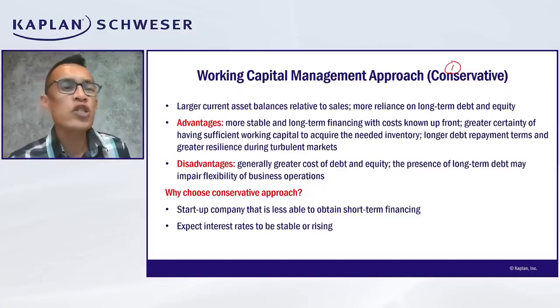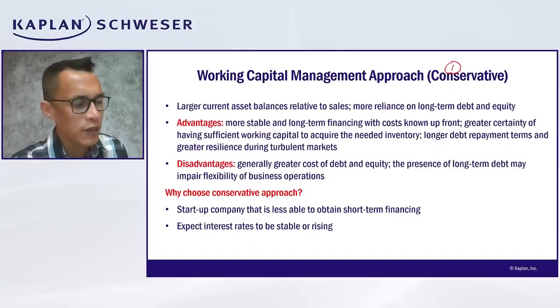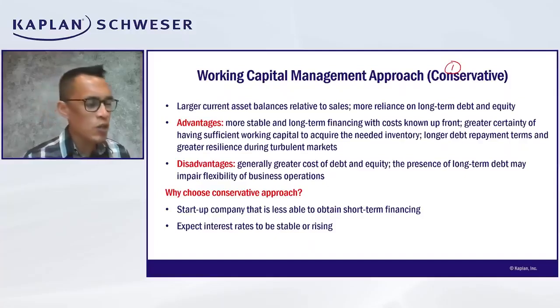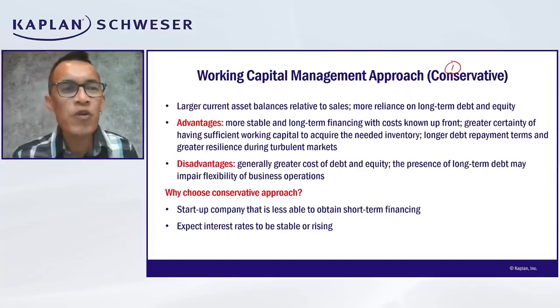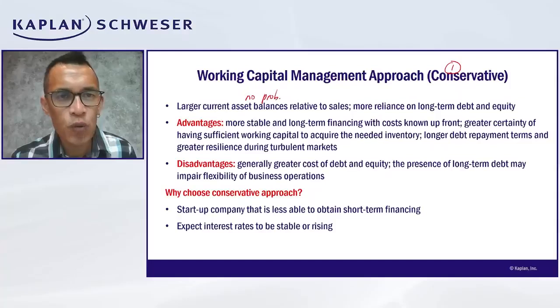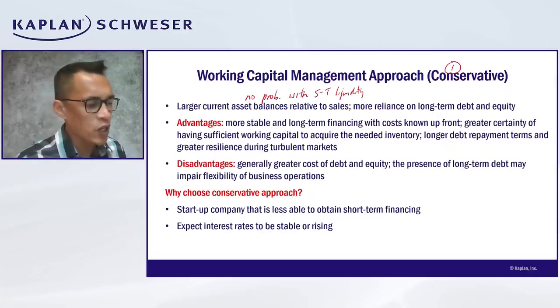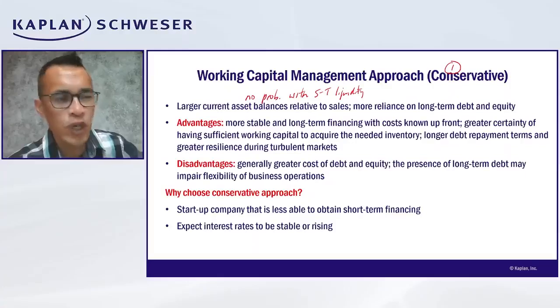So with the conservative approach, if you take a look at the information here on the slide, there's a very ample working capital balance, likely with a good amount of cash or marketable securities. Because by nature it's conservative, I'm not going to be worried here about short-term liquidity. So no problem with short-term liquidity, right? And that makes sense since we're taking a conservative approach. So no questions on that.